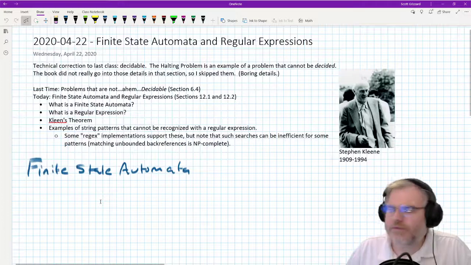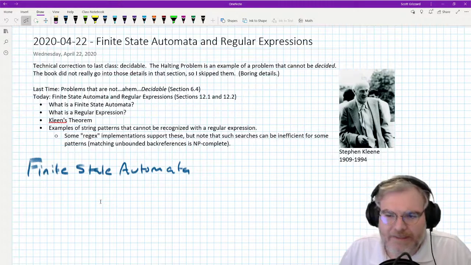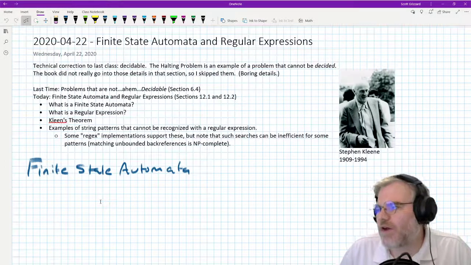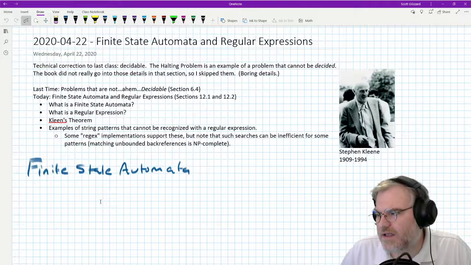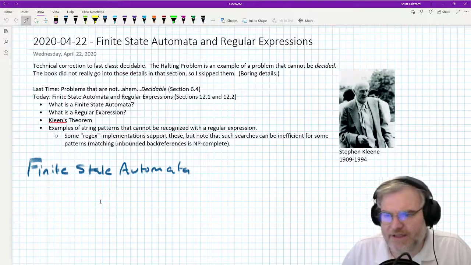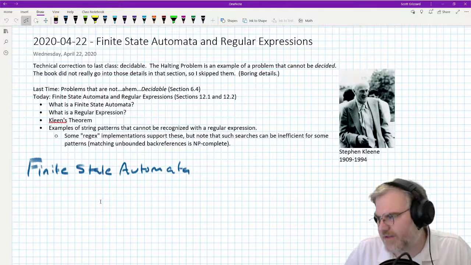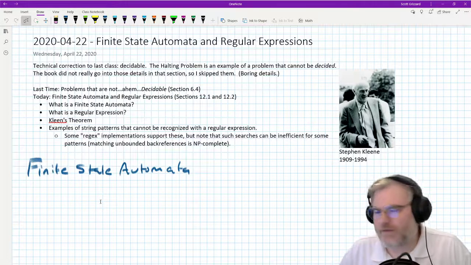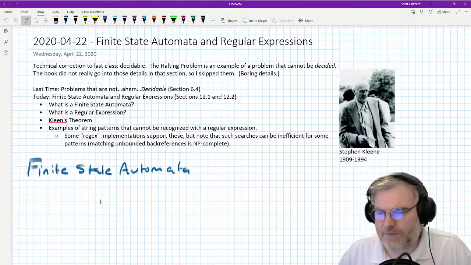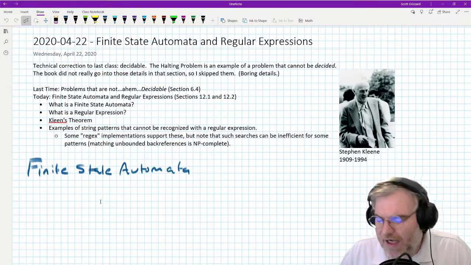So last time, there's a technical correction from last time. I got yelled at by someone on the internet, and the person on the internet is correct. What we talked about last time was the fact that the halting problem is not decidable. Well, the book didn't go really big into that, so I didn't go really into that. So that's why the word is different. I said computable, not decidable, and someone was saying, well, technically it is computable, it's just not decidable. Okay, fine, whatever. Decidable just means you always get a true or false answer.